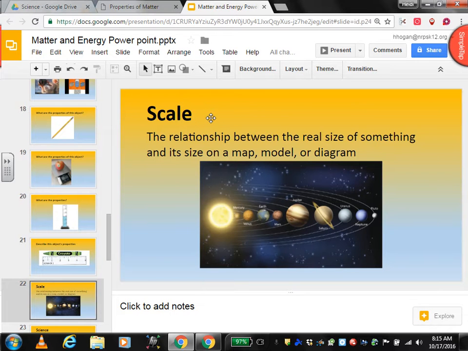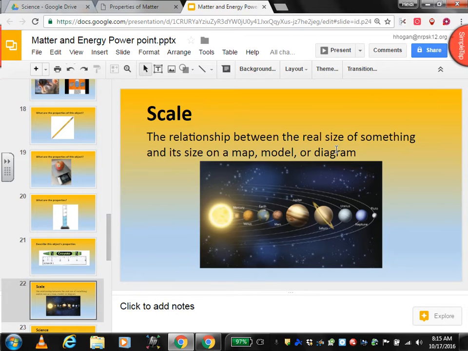So a scale is not a scale that measures, but this scale is the relationship between the real size of something and the size of a map, model, or diagram. And we're going to talk about map scale, because obviously if you have a map of, say, North Reading, it can't be the size of actually North Reading. It has to fit on a piece of paper. So that's its scale. How many inches equal a mile?